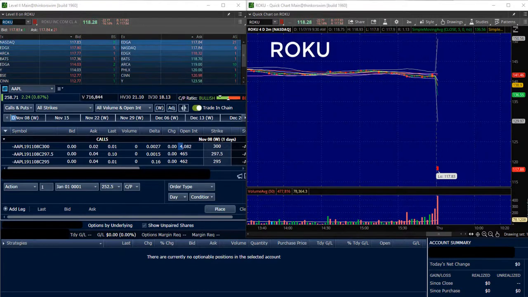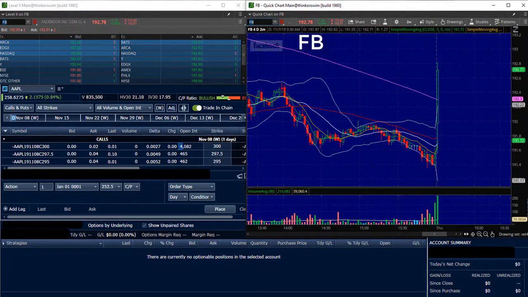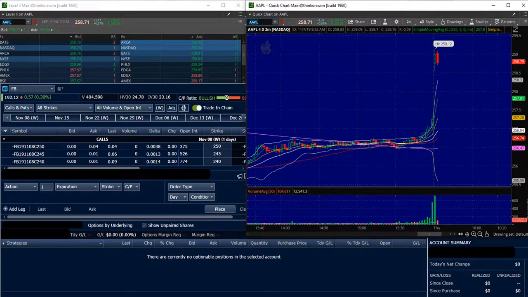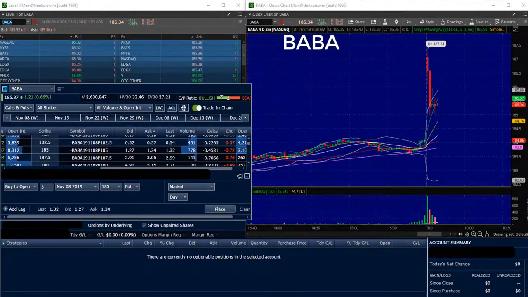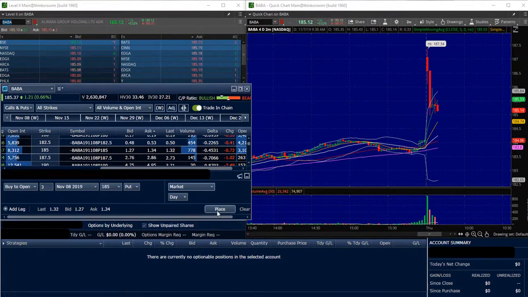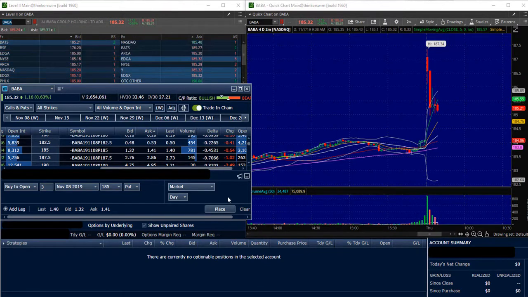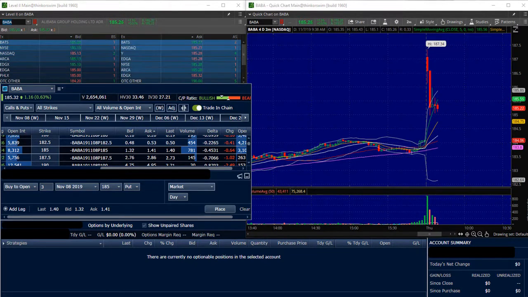I'm currently scanning through my watch list here to look for a potential setup. Alright, so I like Alibaba here. We've had quite a bit of selling pressure at this point, and so I'm going to look for a potential quick scalp opportunity. Now, this will be a counter trend play, so I'm going to look to get in and out very quickly.